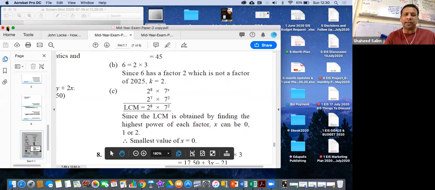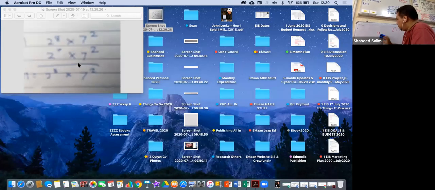You must understand what they are saying here. So now, down here, 2 to the power of 7 times 7 to the power of 2. This is the mentioned X. The other number is 2 to the power of 7 times 7 to the power of 2. Imagine this is 2. So your LCM, you say, is 2 to the power of 8 times 7 to the power of 2, correct? You take the biggest.